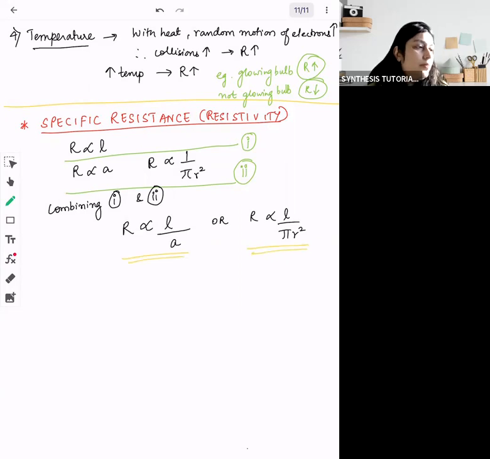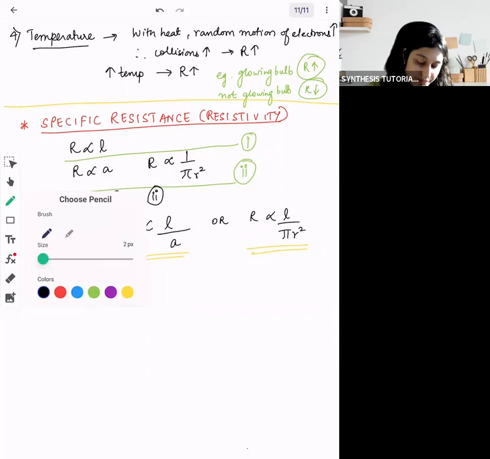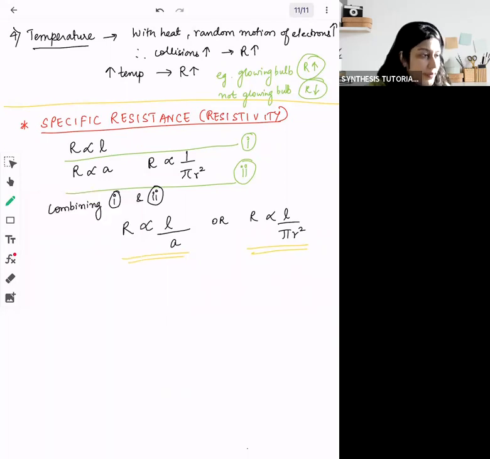Now, I don't want the sign of proportionality. Okay, I want to equalize this. If I want to equalize this, you have known since your 9th standard that if proportionality का sign निकाल के equal करना है, then you have to introduce a constant. Okay, now here the constant is specific resistance of the material. हर एक material का specific resistance अलग रहेगा. Okay, so that is what is going to happen here.